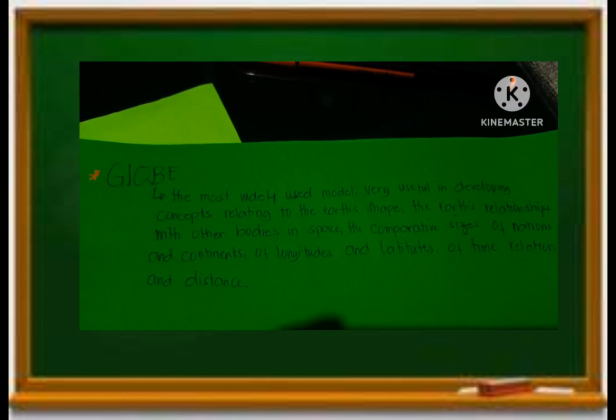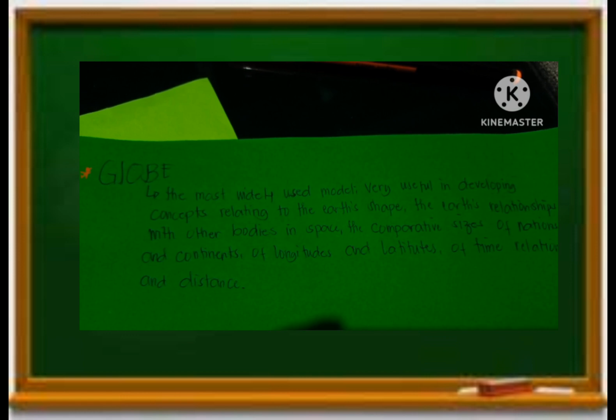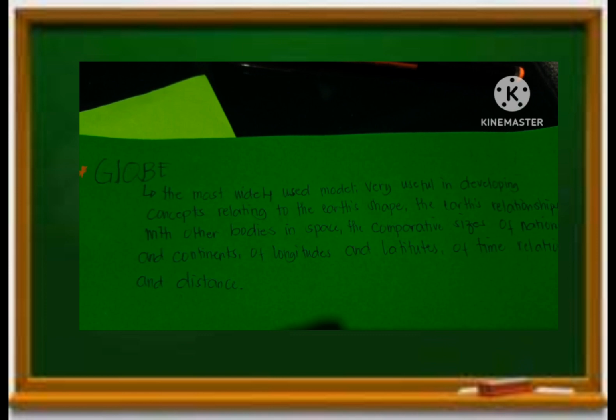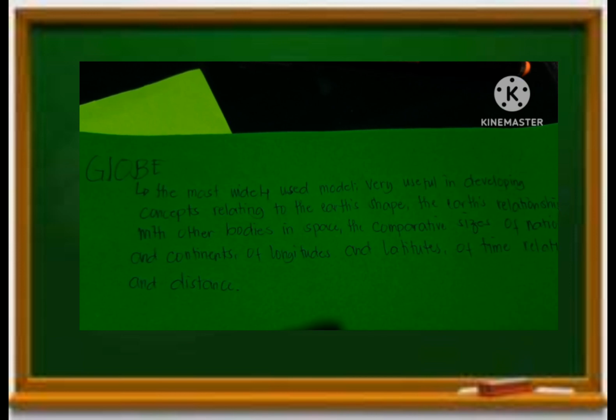So let's proceed to the second type of non-projected media, which is the globe. The globe is the most widely used model, very useful in developing concepts relating to the Earth's shape, the Earth's relationship with other bodies in space, the comparative sizes of nations and continents, of longitudes and latitudes, of time relation and distance.